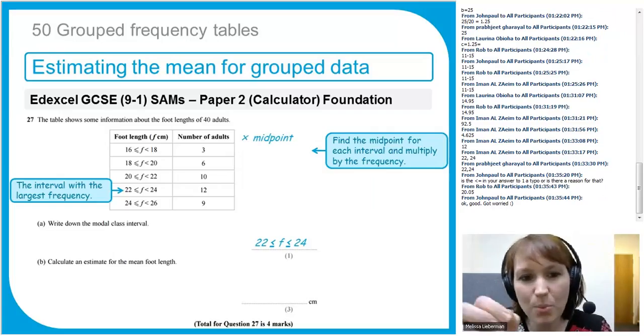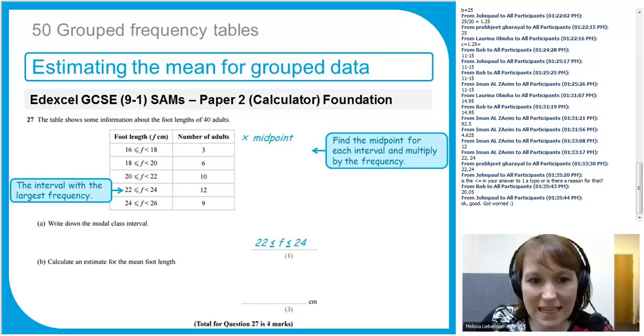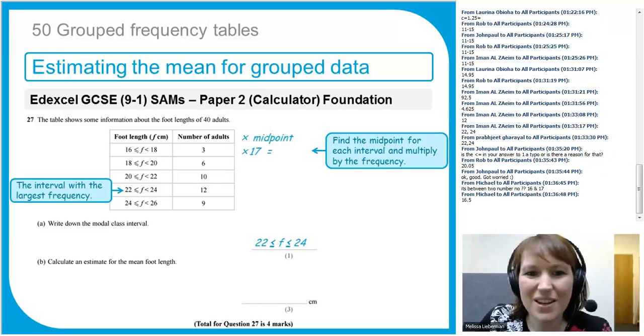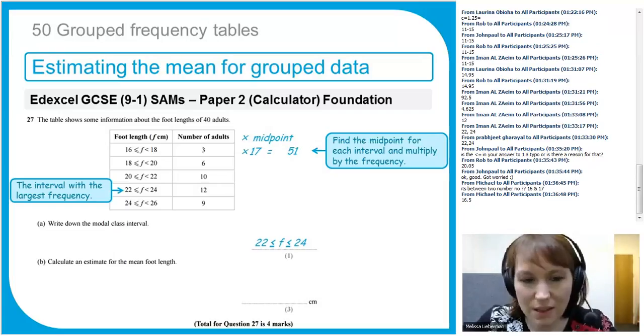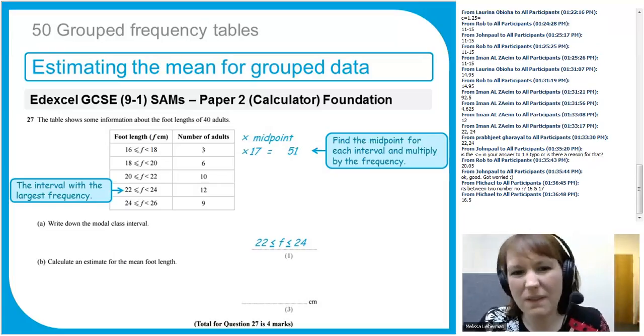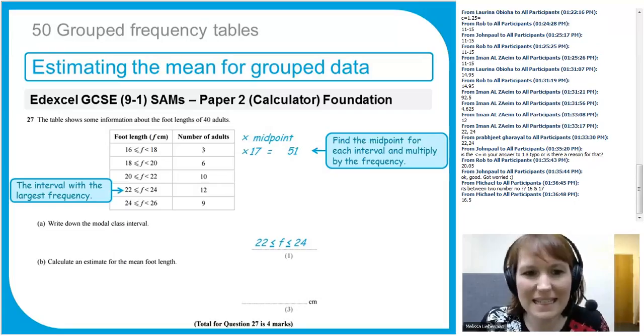So the midpoint between 16 and 18 is 17. So 3 people have a foot length of about 17. So altogether that's 51. These 3 people, always imagine what it is that you're working out. These 3 people have got a foot length of between 16 and 18 centimeters. So I'm saying, okay, well, let's just say that their foot length is about 17. So 3 times 17, 51. How about the next one?